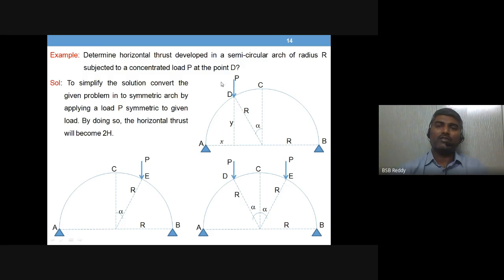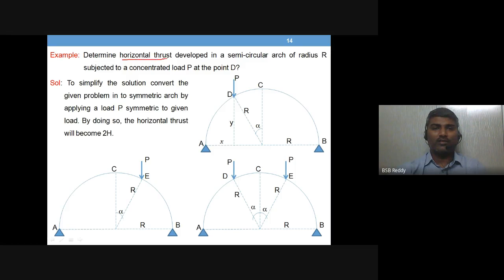If you observe this diagram, to the left of the crown you have a point load at a distance of x, whereas to the right you don't have a load, so it is unsymmetric. About this crown, the geometry is symmetric but the loads are not symmetric. So this is the given problem, and you can start solving it in a regular fashion.